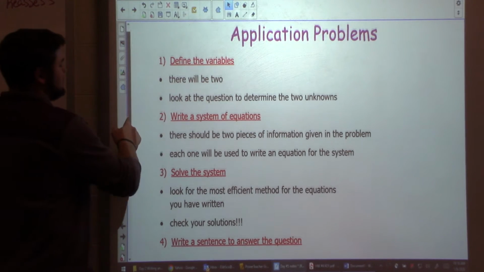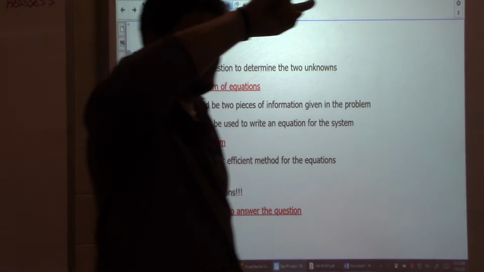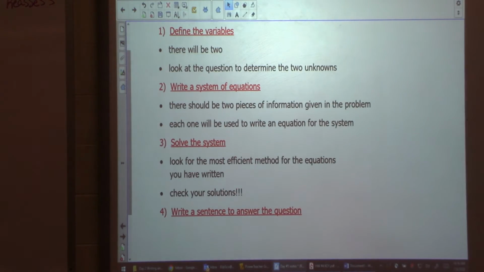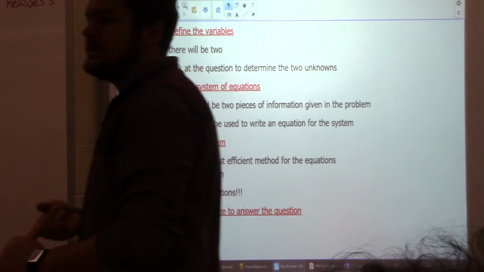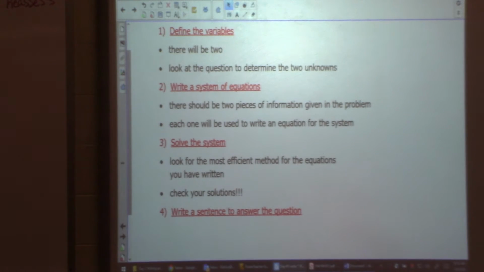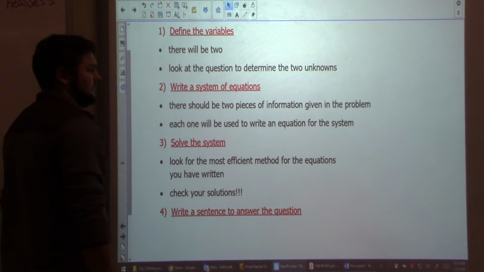Then what you're going to do with those 2 variables, you're going to write a system of equations, aka you're going to have 2 equations that you need to make. Normally we're going to talk about money with an equation and quantity with an equation. It won't always happen like that. You've got to figure out there's different pieces in that question, and that's what we're going to use to write our system.